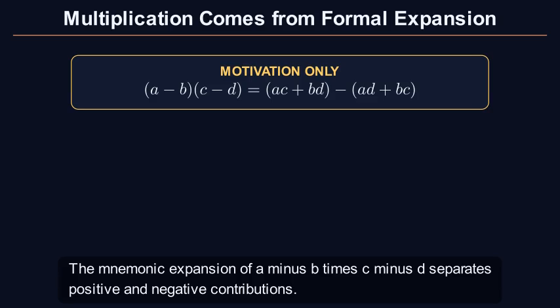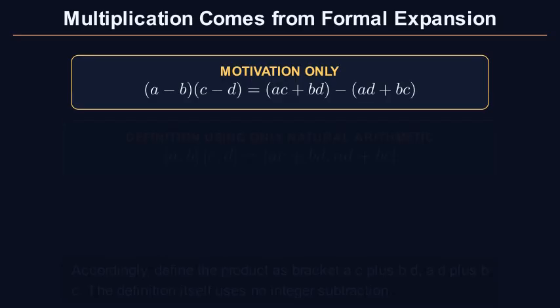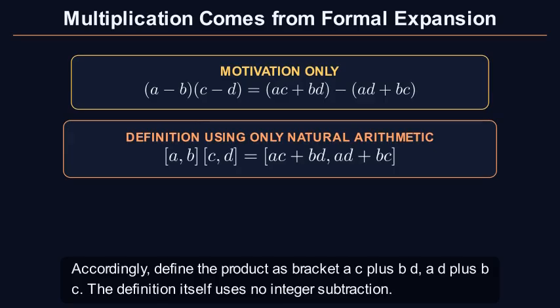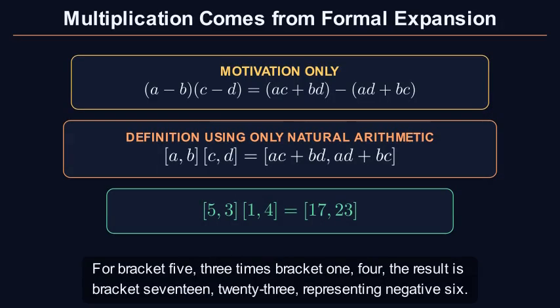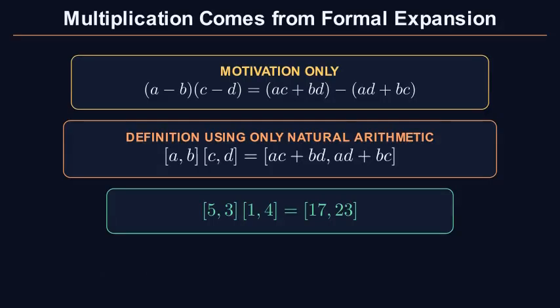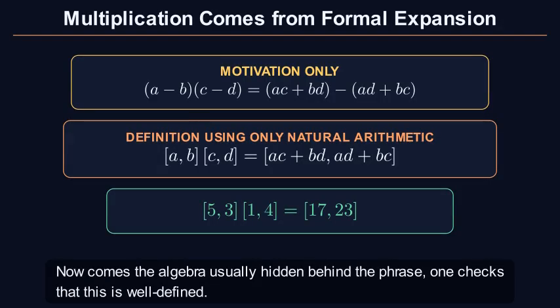The mnemonic expansion of a minus b times c minus d separates positive and negative contributions. Accordingly, define the product as bracket ac plus bd, ad plus bc. The definition itself uses no integer subtraction. For bracket 5, 3 times bracket 1, 4, the result is bracket 17, 23, representing -6. Now comes the algebra usually hidden behind the phrase: one checks that this is well defined.